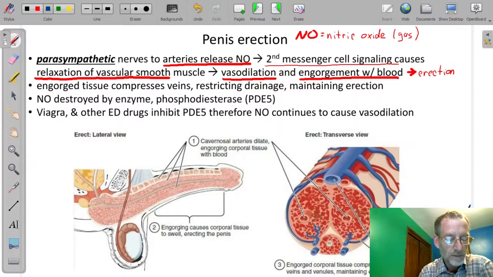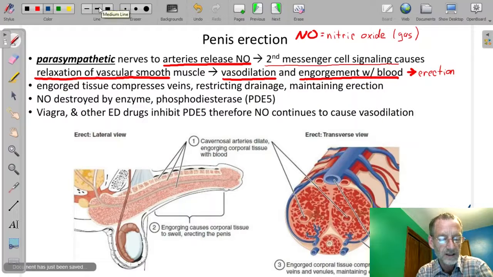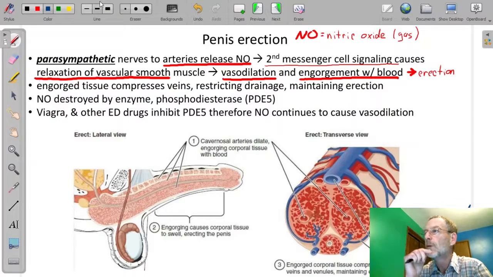Okay, so drug companies, more or less by accident, were testing a drug for another condition. They were testing a drug to see if it would cause dilation of coronary arteries to be used as a treatment for preventing heart attacks. Well, they had the drug and they tested it and it was a bust. It did not reduce the incidence of heart attack.